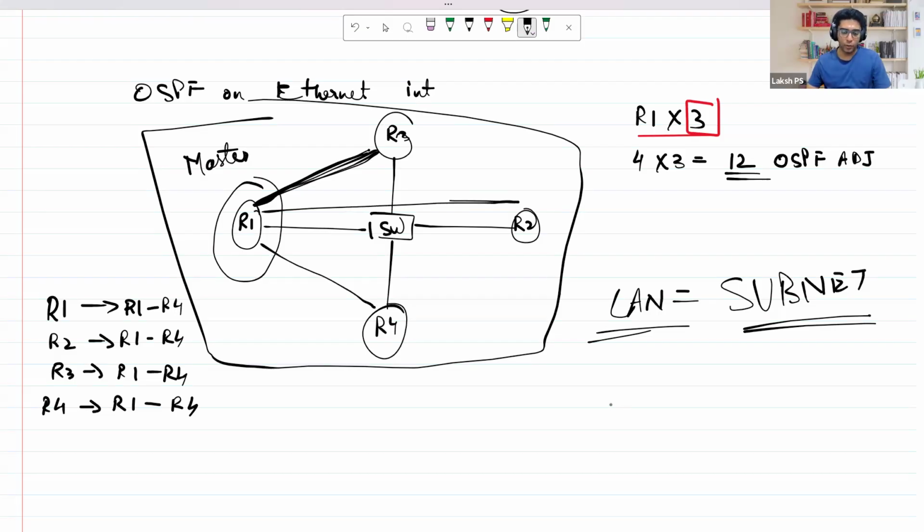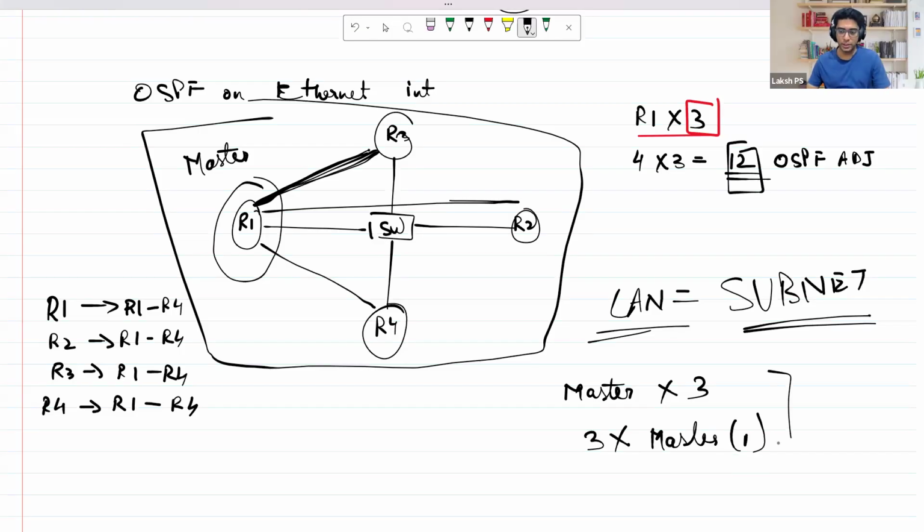So over here, what is happening? The master only is having an OSPF adjacency with 3 routers, but the rest of the 3 routers will have adjacency only with the master. That is only one single router. So in total, instead of 12 OSPF adjacencies, you just have 4 OSPF adjacencies.